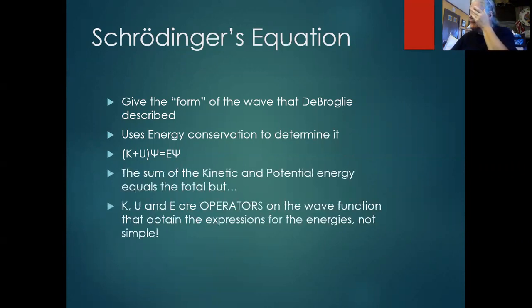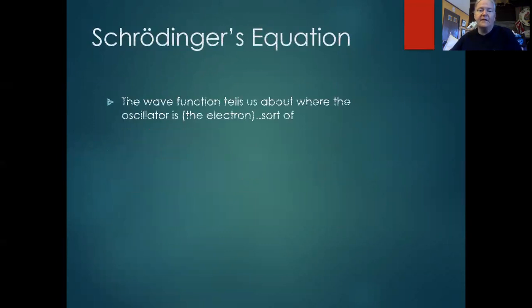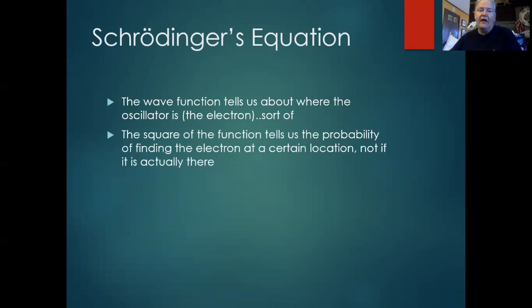Okay, so for your particular object, you have to describe a unique wave function and you have to make sure it satisfies the Schrödinger equation or it's not a description of that system. And these things get really complex really fast. So Schrödinger says the wave function tells us about where the oscillator is, sort of. Really what it does is it tells us its probability of being in that location.